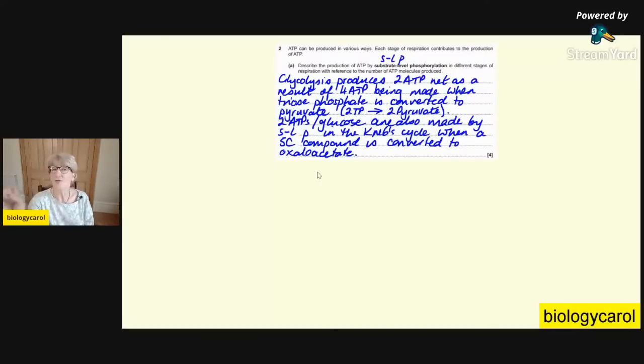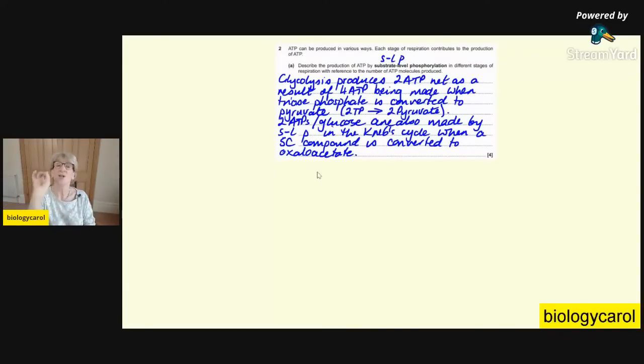So I know that glycolysis produces 2 ATP net overall as a result of 4 ATP being made when triose phosphate is converted into pyruvate. And I realized when I got to the end of that sentence that I hadn't put in the detail that I knew that it's 2 triose phosphate being turned into 2 pyruvate molecules. So I chucked it in the brackets.